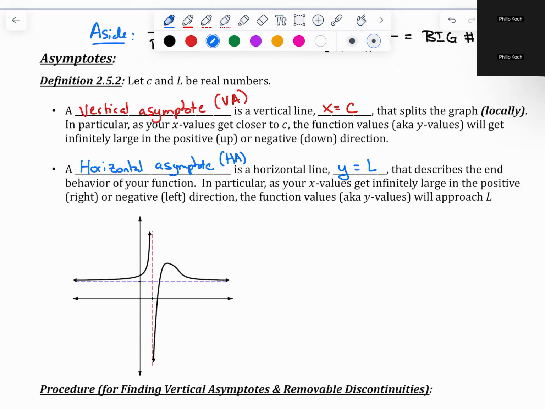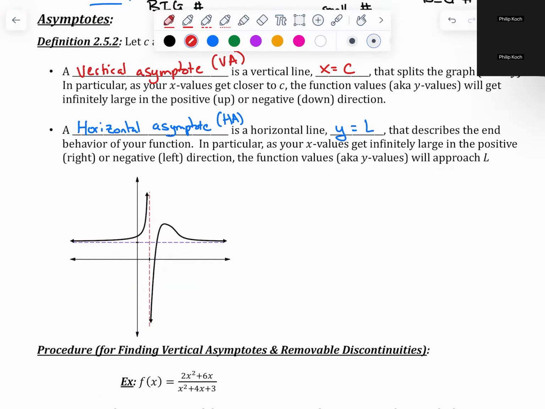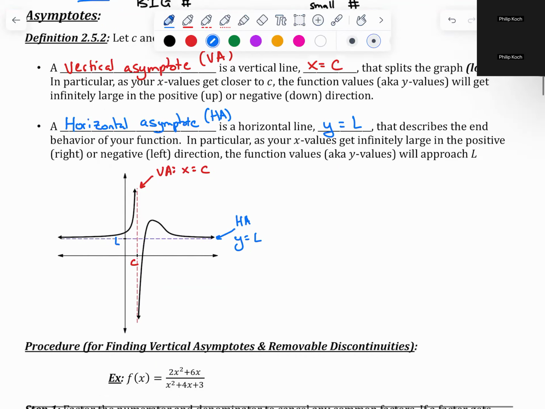What it's telling you is that your y values, your function values, are leveling off as your x values get infinitely large in the positive or negative direction. So in this example, this is the value C, this is the value L, and so this is the HA, y equals L, and this is the VA, x equals C. Looks like ha.